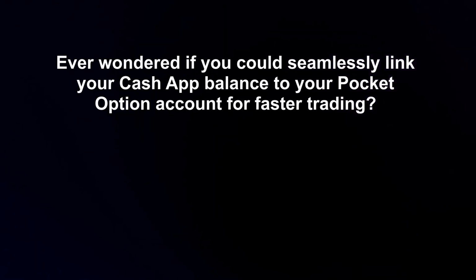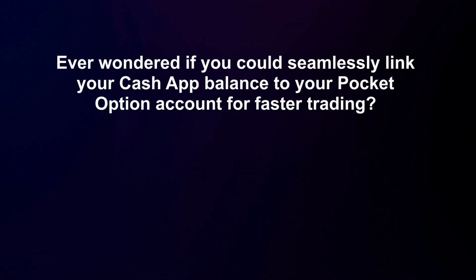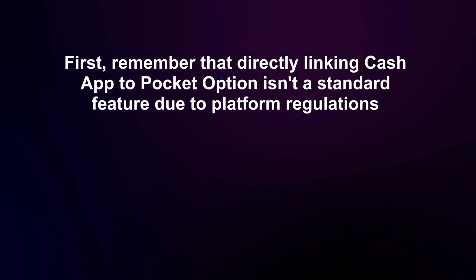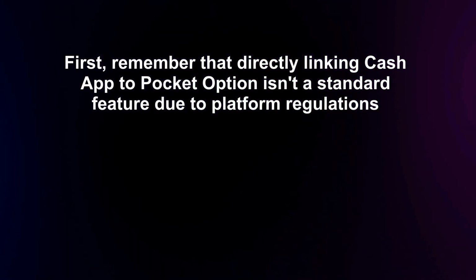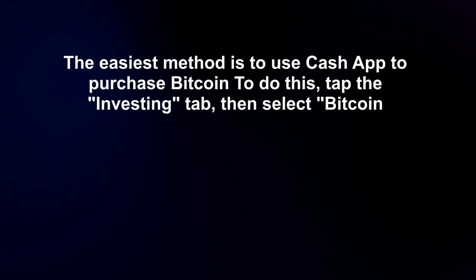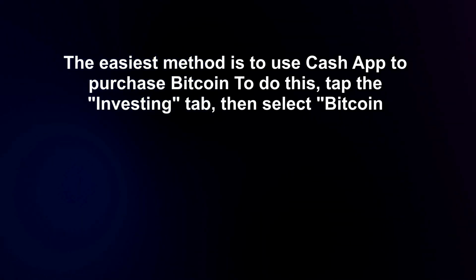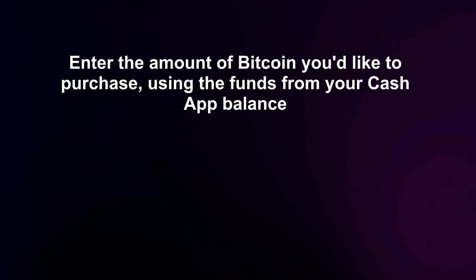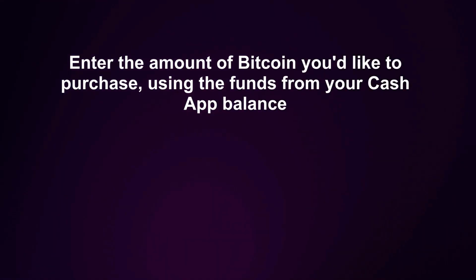Ever wondered if you could seamlessly link your Cash App balance to your Pocket Option account for faster trading? First, remember that directly linking Cash App to Pocket Option isn't a standard feature due to platform regulations. The easiest method is to use Cash App to purchase Bitcoin. To do this, tap the Investing tab, then select Bitcoin. Enter the amount of Bitcoin you'd like to purchase, using the funds from your Cash App balance.